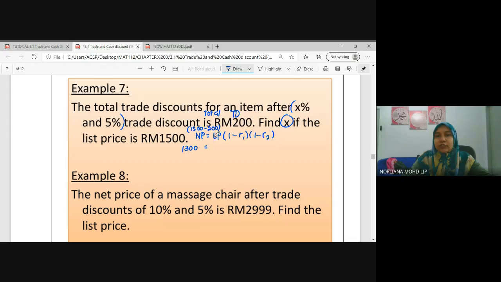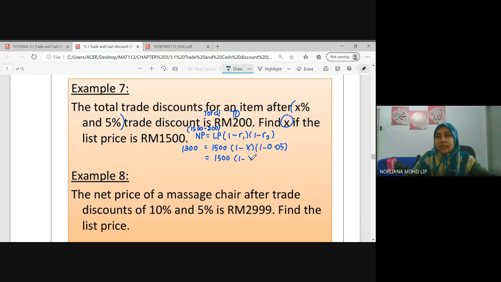And then equal to the list price. Okay, the list price is 1,500. Okay, 1 minus X. So ni kita tahulah R1 tak tahu. So the X lah, ialah X. And then 1 minus R2 is 5%. So 1 minus 5% convert into decimal number 0.05. So we get, ni boleh, ni.